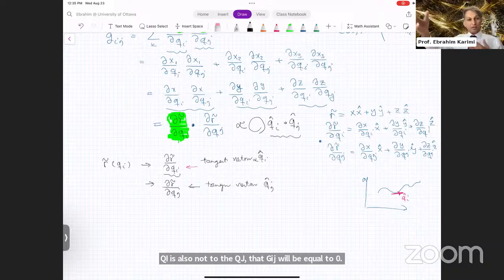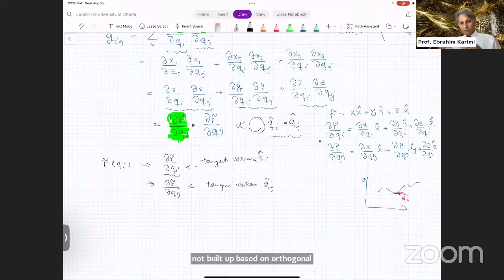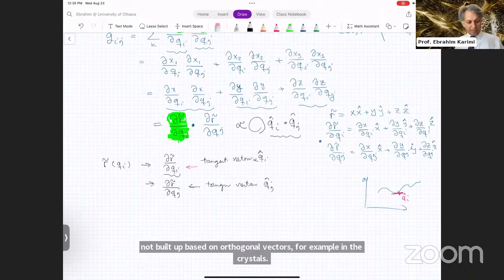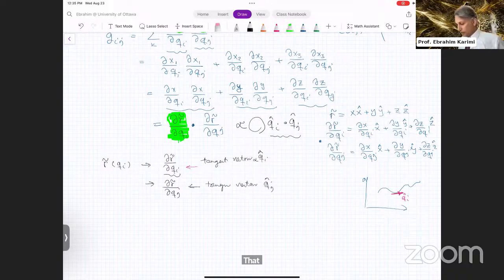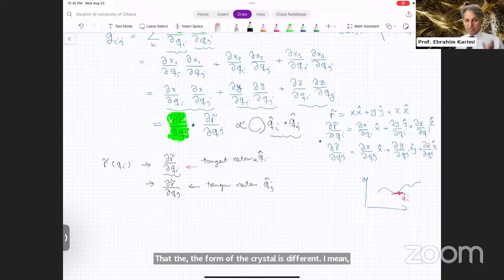So the off-diagonal term doesn't exist. But it may happen in a space that is not built up based on orthogonal vectors. For example, in crystals, the form of the crystal is different. I mean, the building blocks of the crystal may be different. Then not necessarily will Qi dot Qj be equal to 0. Then the metric that you have for that space has off-diagonal terms.